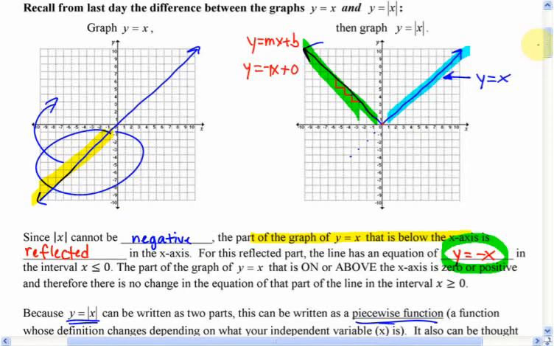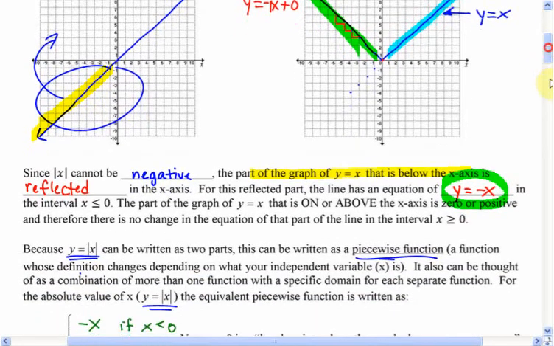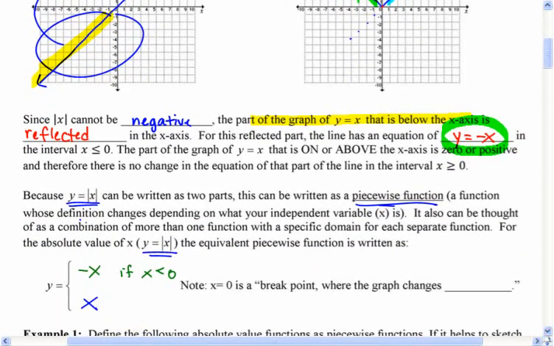And then how about equivalently for the part in blue? What would the domain be here? Can someone help me out? X is what? What values of x? Greater than or equal to 0. Good. Okay.